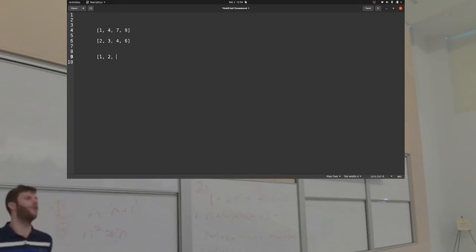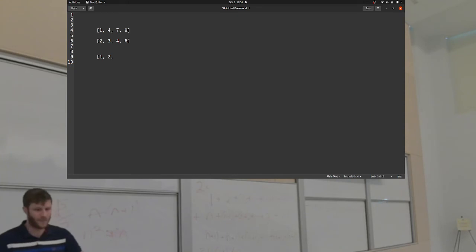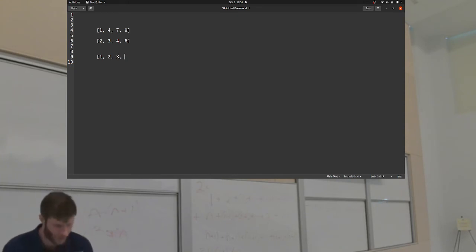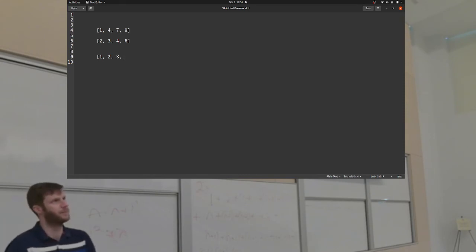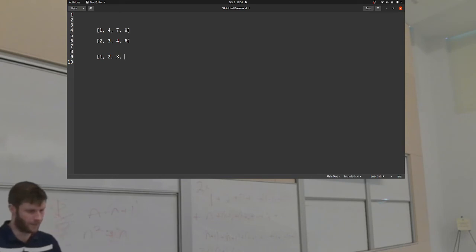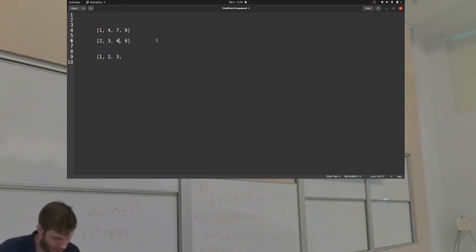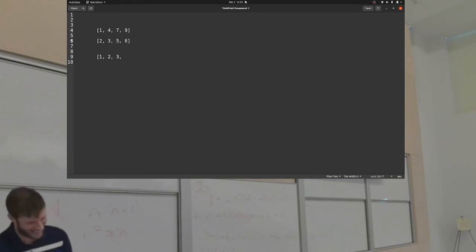So now I'm comparing the 4 and the 3. What comes first? 3. Now I'm comparing the 7 and the 6. What comes first? I'm comparing the 4 and the 4. Doesn't matter. Let's make this a 5, because the duplicates make it less fun. Now I'm comparing the 4 and the 5. 4 comes first. The reason I knew something was wrong is your face was just like, what? Okay, great. Now I'm comparing the 7 and the 5. What comes first? 5.